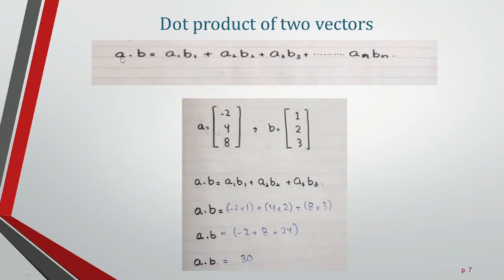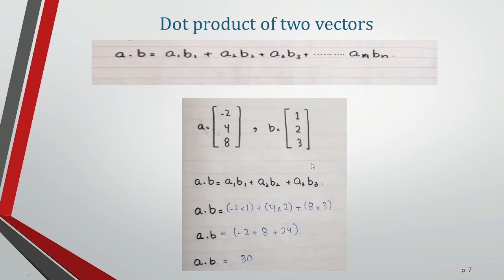The scalar product or dot product of two vectors is the sum of the products of individual components of the two vectors. Generally, A dot B is equal to the multiplication of the first number of vector A and vector B, plus the multiplication of the second number of vector A and vector B, and the multiplication of the third number of vector A and vector B, and so on.